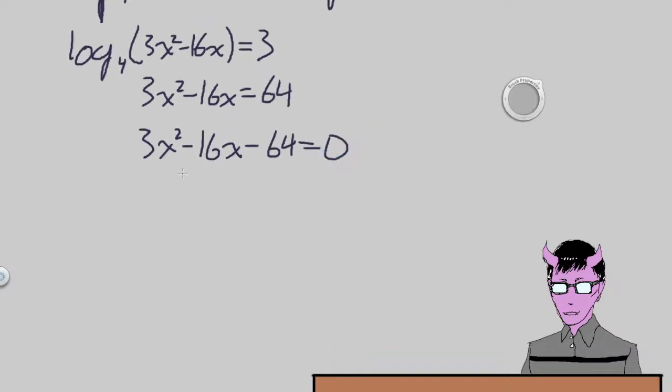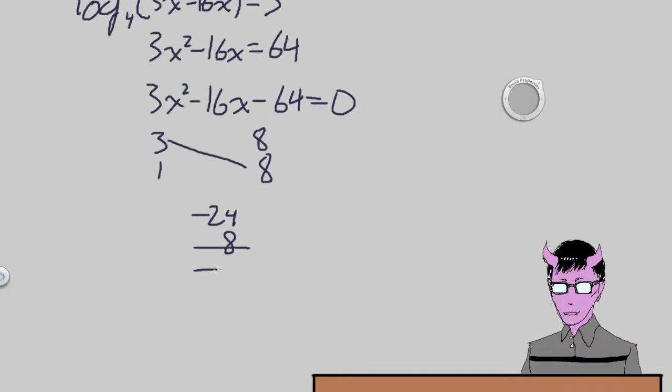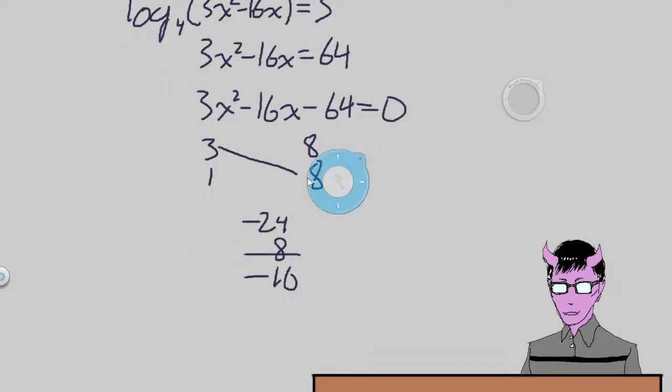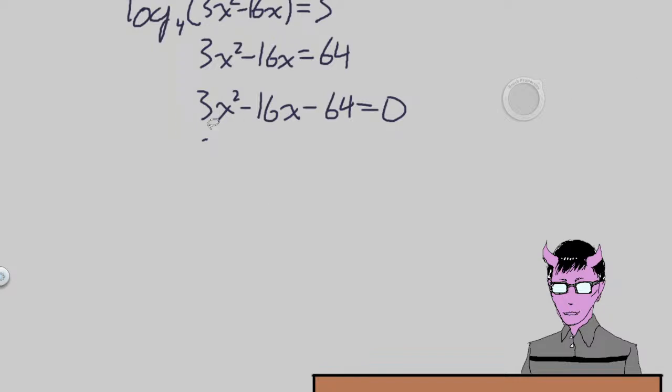Zero. Yeah, factors of 3, 3 and 1, factors of 64, 8 and 8, yep. That gives us 24 minus 8. It's a negative on the 24, therefore it gives us negative 16, and that is what it was supposed to be. Okay, good. Well, shenanigans, right?